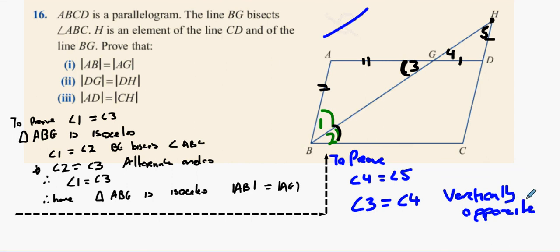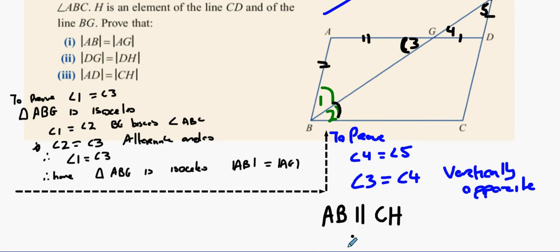Now, if you don't know what vertically opposite means, it means they're on different sides of an X. Now, there's also an alternate angle in here as well. See this? There's a Z shape for you. It's part of a parallelogram, which means they're alternate angles. Because AB is parallel to CH, we can say that angle 1 equals angle 5 because they're alternate.